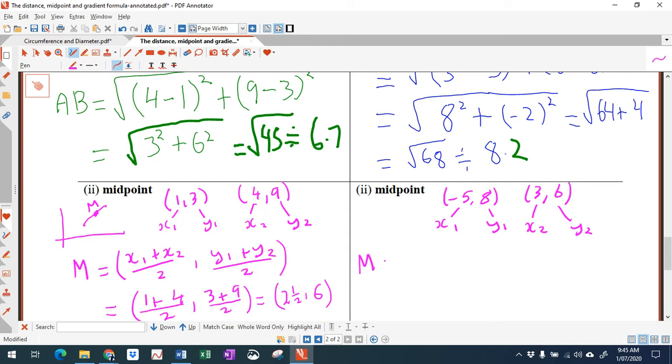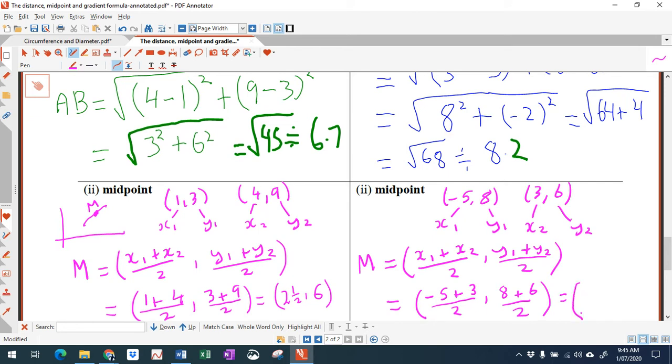You're going to write the formula down again, which is x1 plus x2 divided by 2. Yep, divided by 2. And then y1 plus y2 divided by 2. Okay, now put the numbers in. So we've got negative 5 plus 3 divided by 2. And then you've got 8 plus 6 divided by 2.